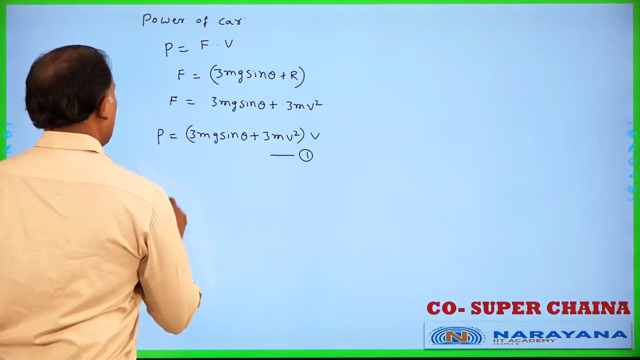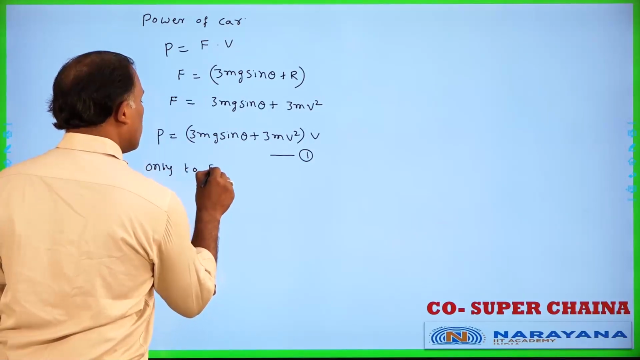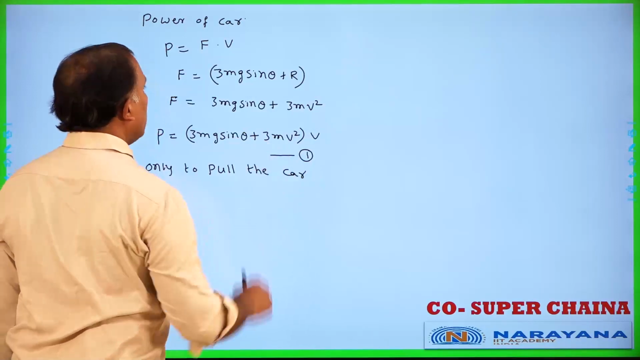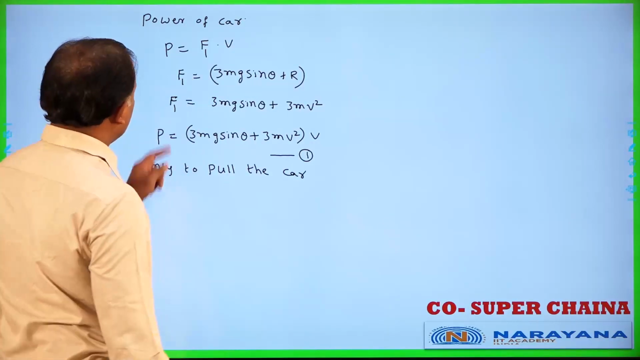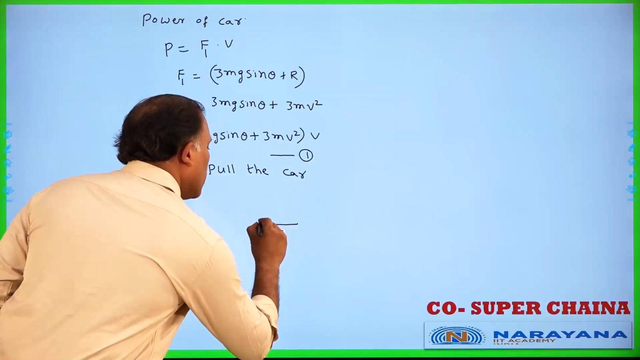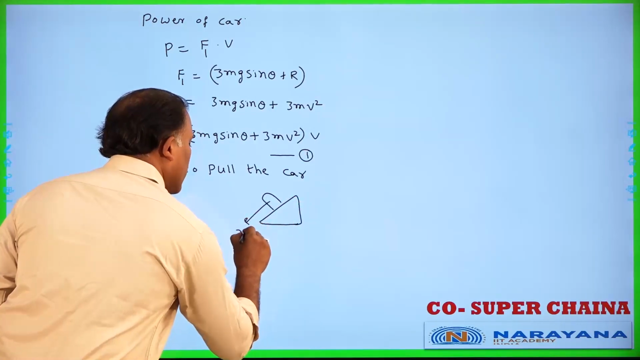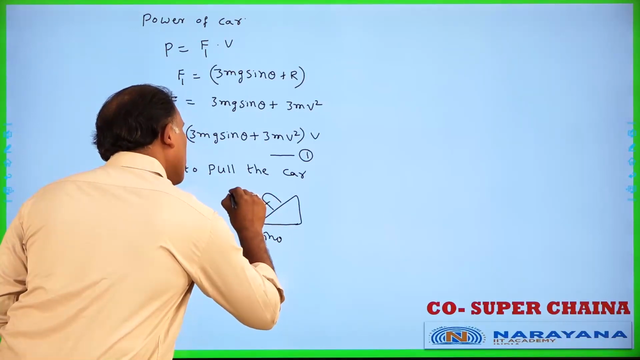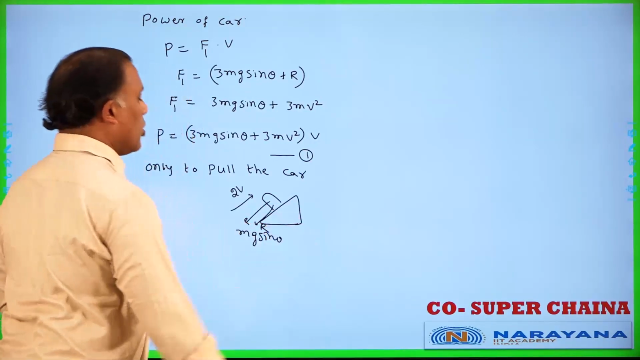So now, only to pull the car, let me take the force as F2. Now only to pull the car, only mg sine theta will act. It is moving upward with the speed 2v, and as it is moving upward, the resistance force is also acting.